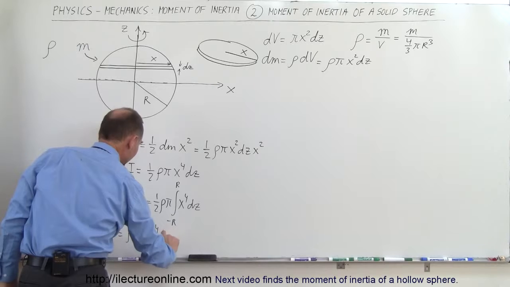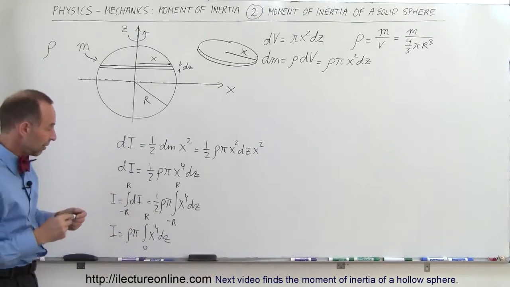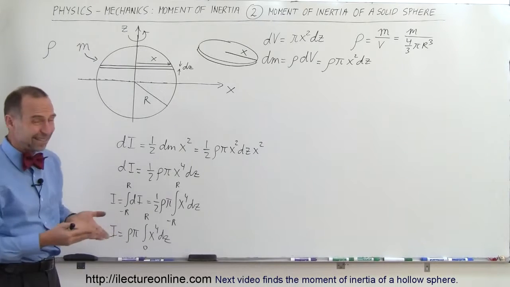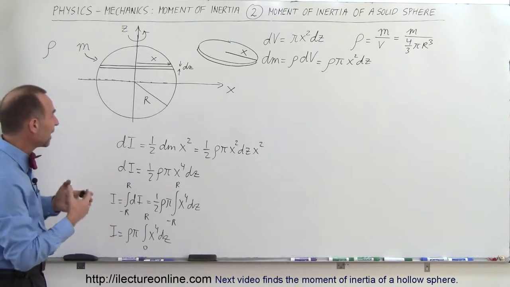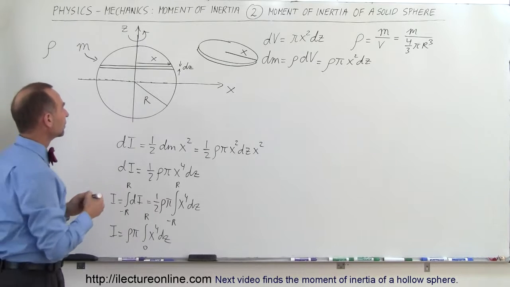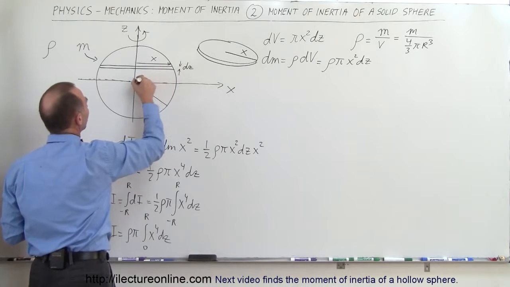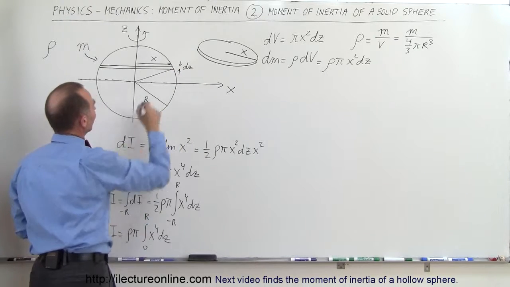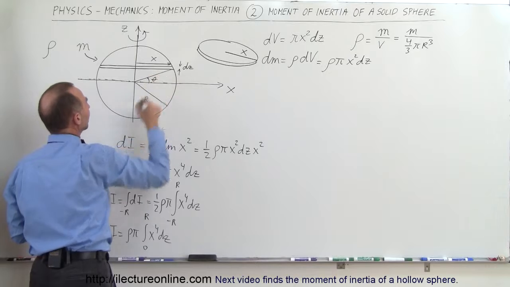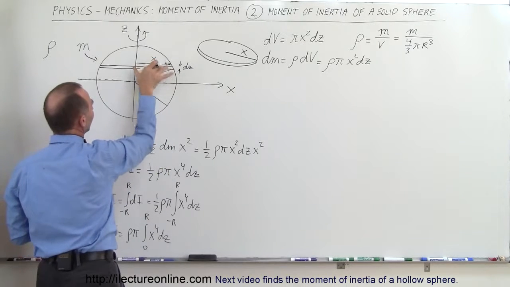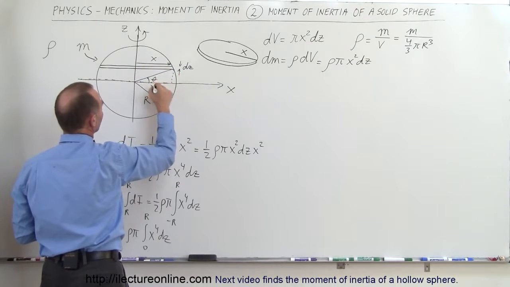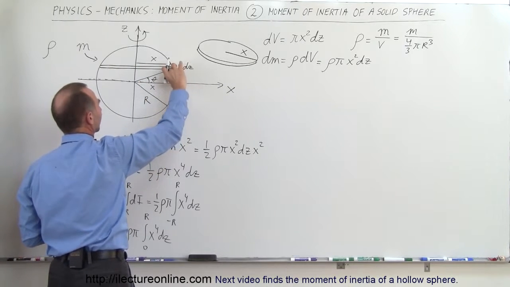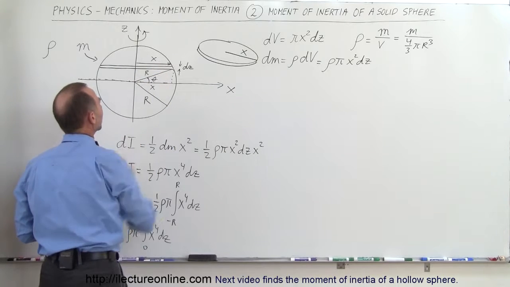Of course, we still have a problem of making sure that we have the same variables. We have an x to the 4th and we have a dz, which doesn't quite work, so we have to find a way to convert from x to z. If I take this point right here and draw a line from there to there, and take this angle to be theta, then I know that this is x, and this is the vertical axis, the vertical distance, and this is r right here.